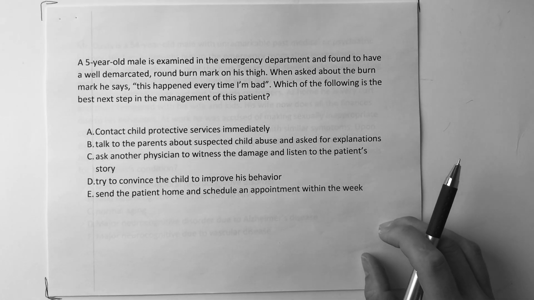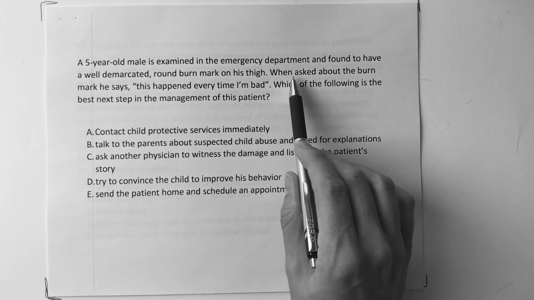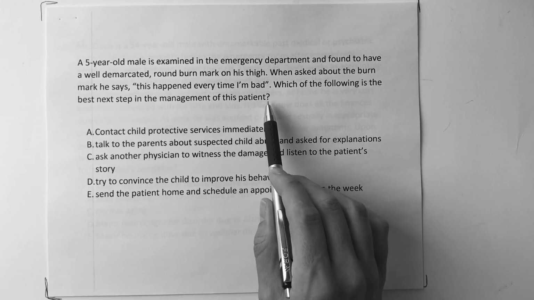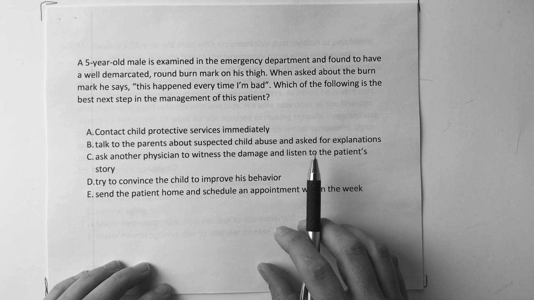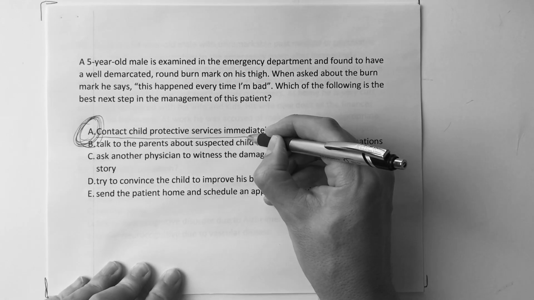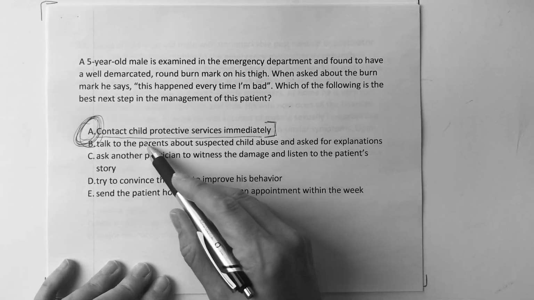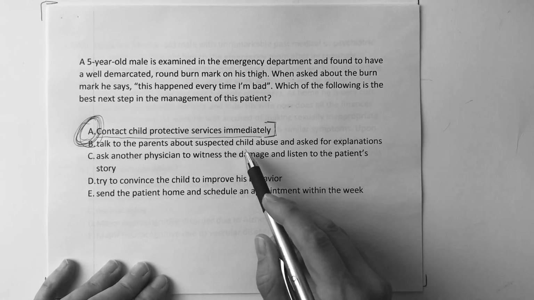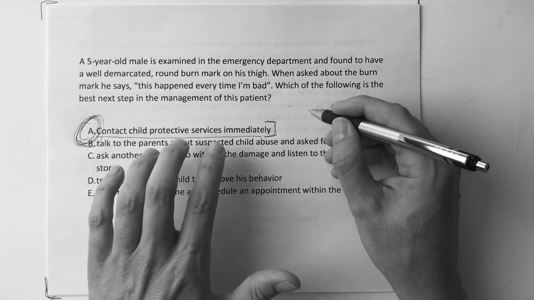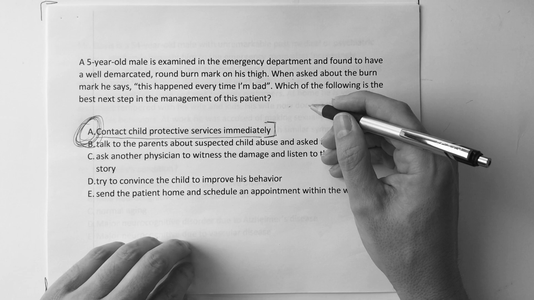This one says, a 5-year-old male is examined in the emergency department and found to have a well-demarcated round burn mark on his thigh. When asked about the burn mark, he says, "This happened every time I'm bad." Which of the following is the best next step in the management of this patient? Now, with 1,000% confidence, if you're not going to choose A on this one, you better have some great reason for doing so. Anytime there's a child abuse issue, you better be saying, I'm going to contact Child Protective Services. You're not going to talk about any of this other stuff, like talking to the parents or asking the physician to witness. So contact Child Protective Services anytime you see a question like this, okay? Just do it, because chances are you're going to see it on all the STEP exams.